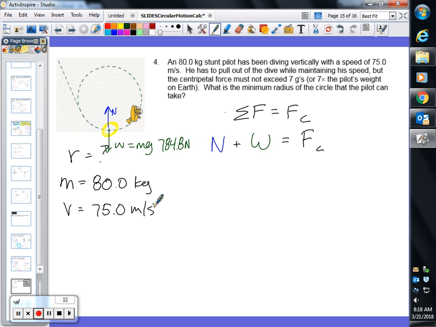Now, here's where we interpret this problem a little bit more. Indirectly, they have given us the normal force. And it comes with this statement right here. Are we familiar, or at least have we heard the concept of a G-force before?